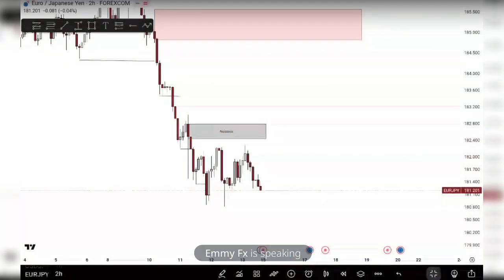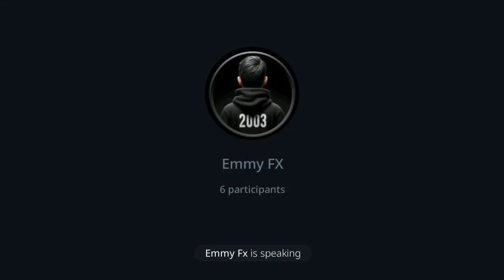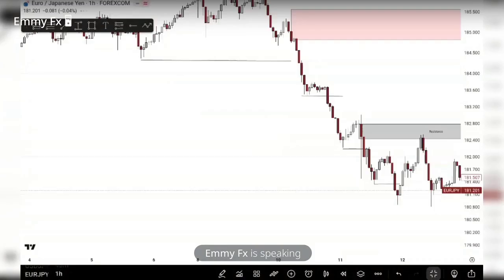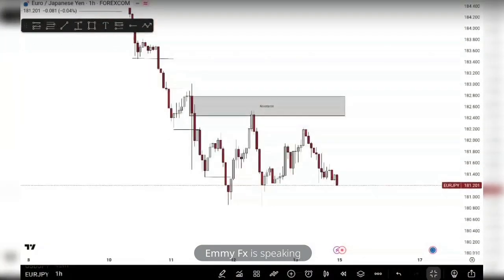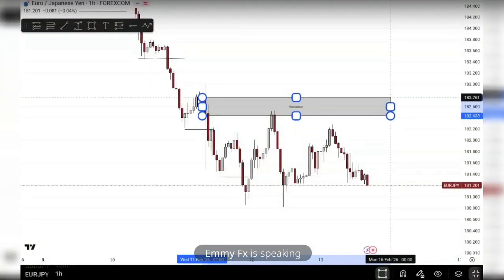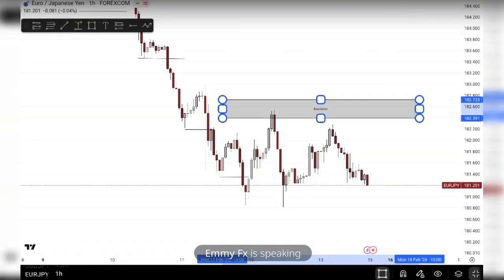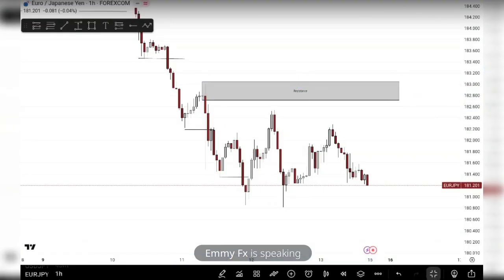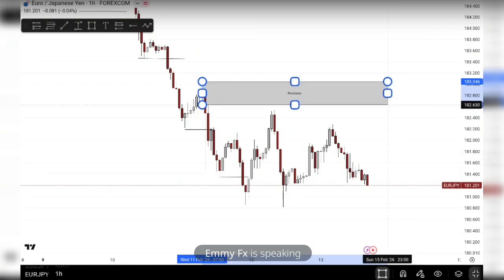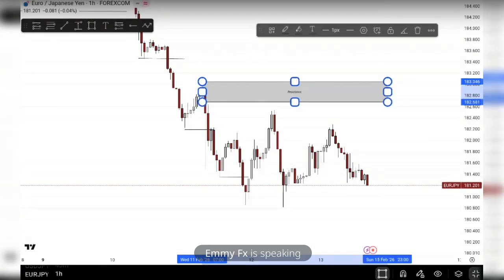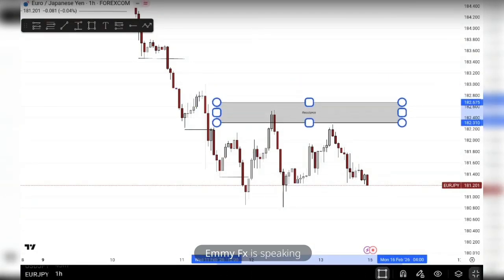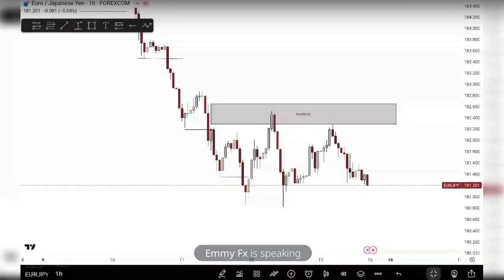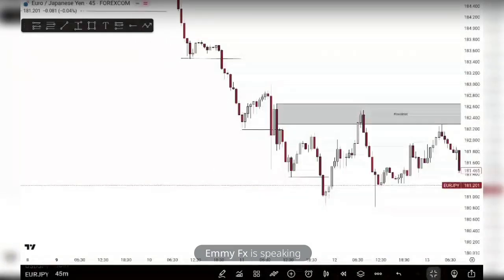All right, so I would love us to move to the 1 hour time frame. In the 1 hour time frame, as I said, price is using here as a resistance zone. Although price is not tapping from this order block in the 1 hour time frame, price is currently using here as a resistance zone. So allow us to move to the 45 minute time frame.